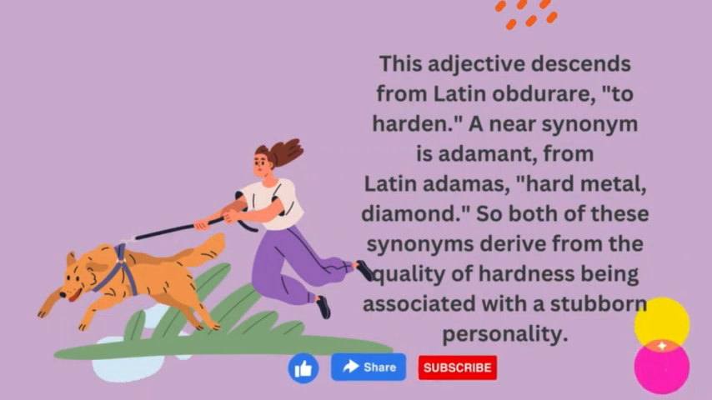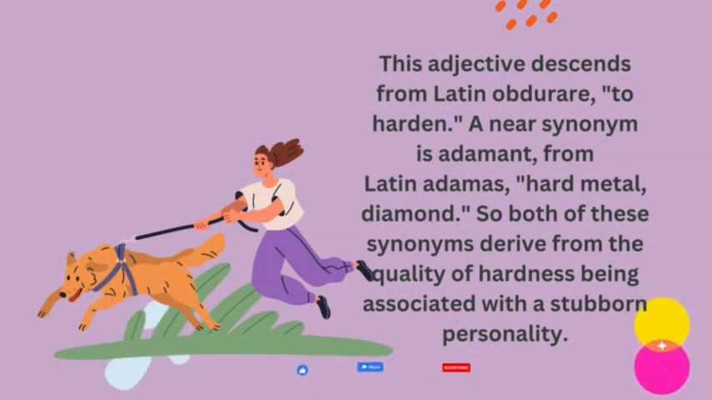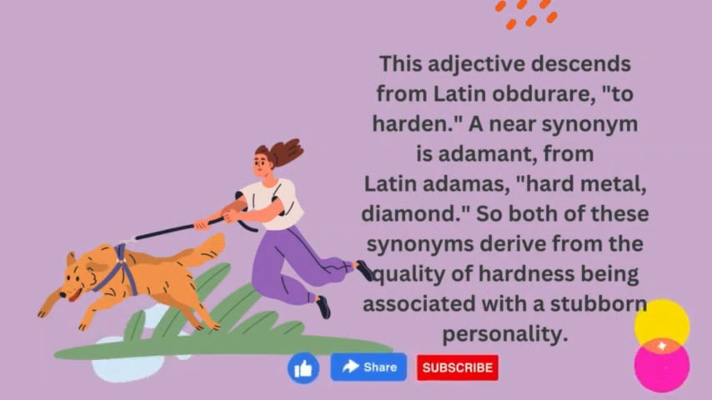This adjective descends from the Latin obdurare, to harden. A near synonym is adamant, from Latin adamus, hard metal, diamond. So both of these synonyms derive from the quality of hardness being associated with a stubborn personality.